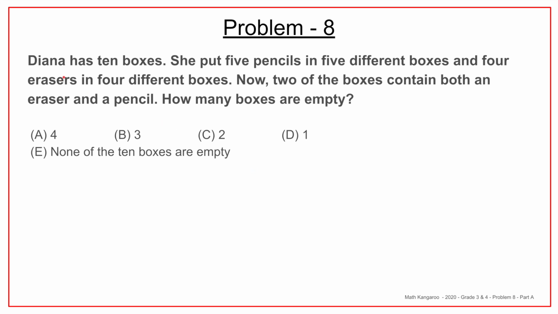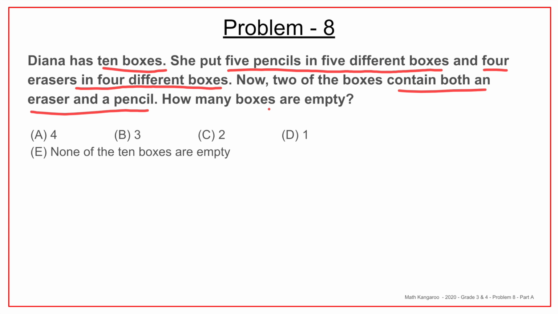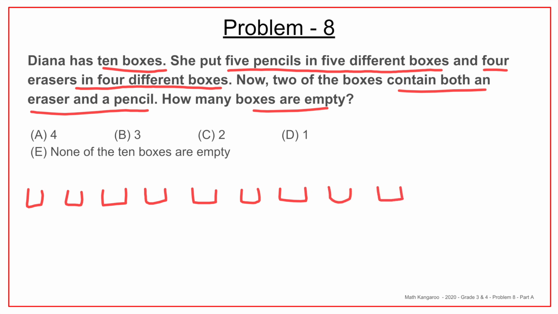Problem 8. Dinah has 10 boxes. She put 5 pencils in 5 different boxes and 4 erasers in 4 different boxes. Now 2 of the boxes contain both an eraser and a pencil. How many boxes are empty? These are our options. So now let's see, we have 10 boxes: 1, 2, 3, 4, 5, 6, 7, 8, 9, 10.